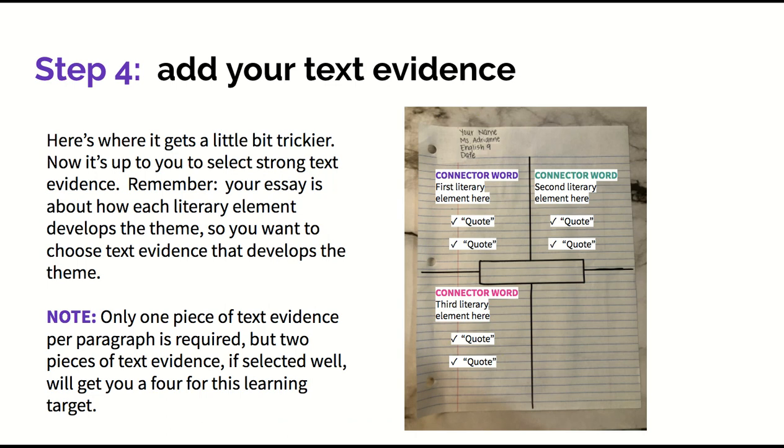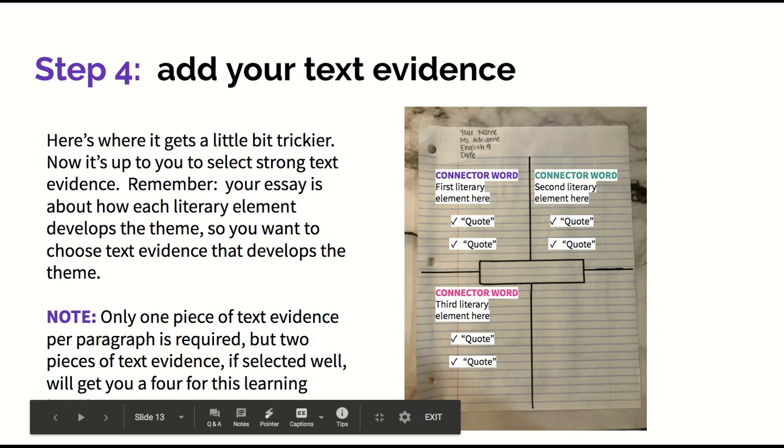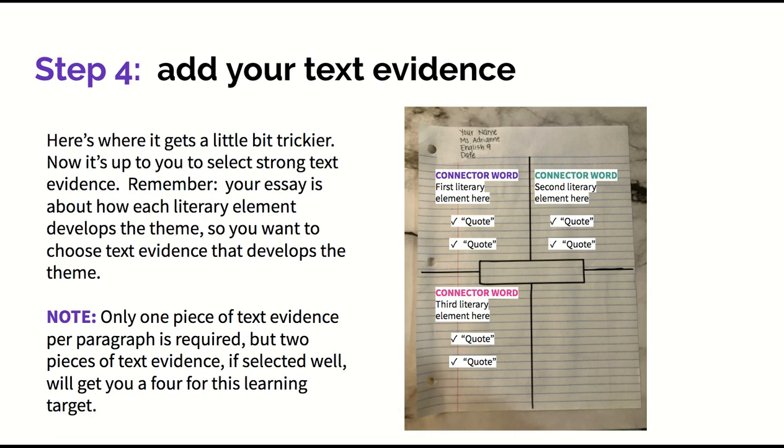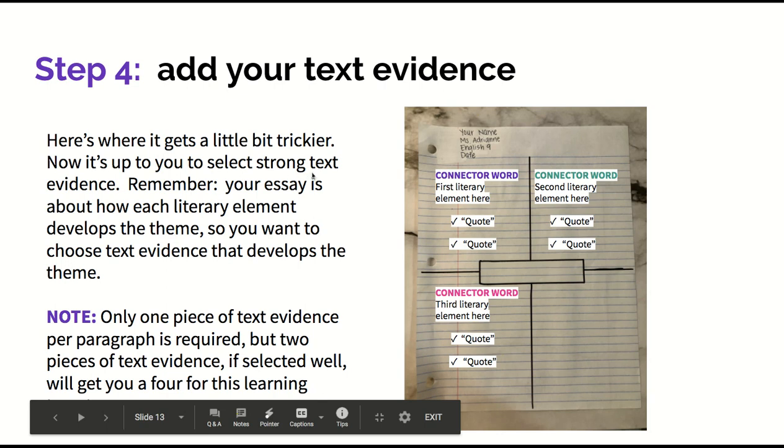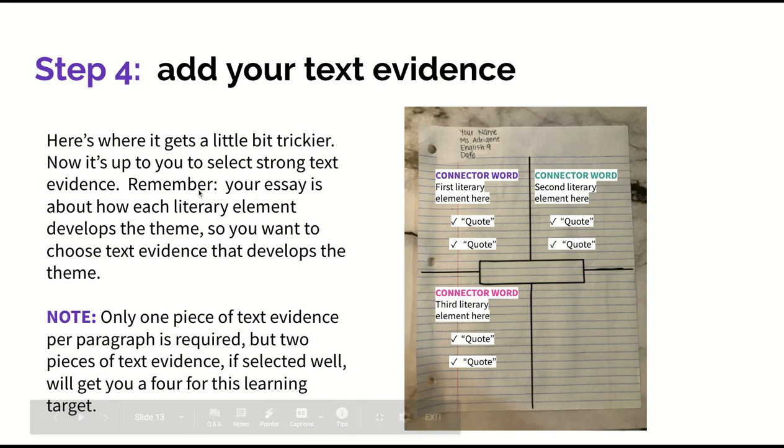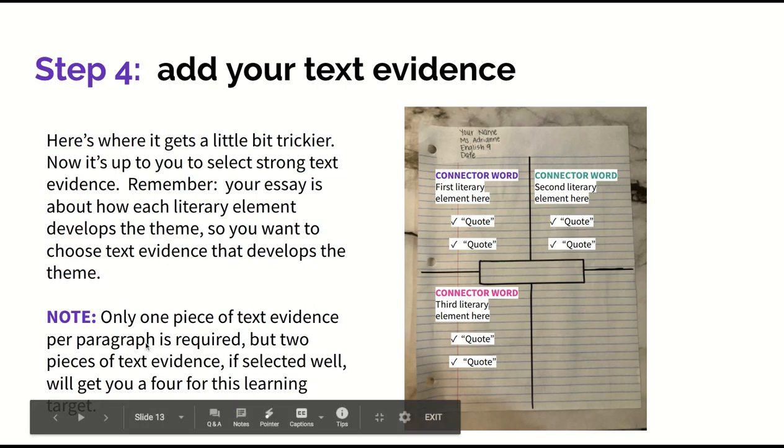Okay, now step 4 is a little bit more labor intensive for you. You are going to add your text evidence. It's up to you to select strong text evidence. Remember that your essay is about how each literary element develops the theme, so choose text evidence that develops the theme. Note, only 1 piece of text evidence per paragraph is required, but 2 pieces of text evidence, if selected well, will get you a 4 for this learning target.